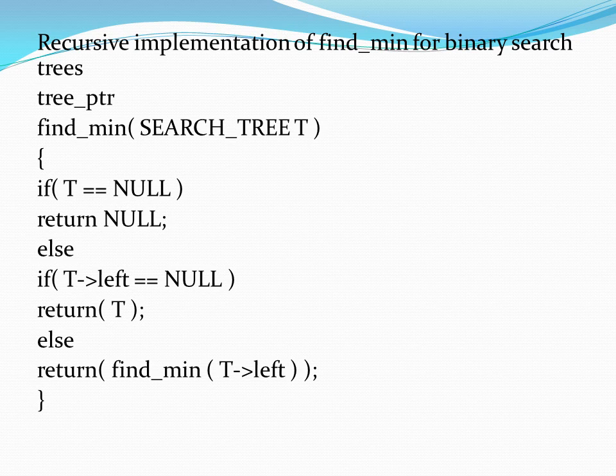Then the recursive implementation of find min for binary search tree. In the binary search tree, the minimum element is present in the last left child. So find min of search tree T. If T equal to null, it means there is no tree, so it returns null. Else if T left equal to null, there is no left subtree, then that value is the minimum element. Otherwise, how to find in the left subtree? So return find min of T left. We know that in the binary search tree concept, all the elements lesser than the root node are present in the left subtree. So for finding the minimum element, you are searching only in the left subtree.